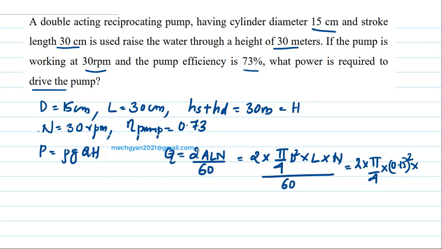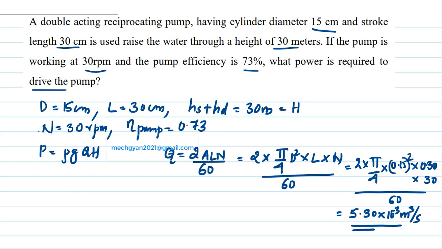length is 0.30 into N is 30 rpm, divided by 60. So we have to solve that and we will get an answer as 5.30 into 10 power minus 3 meter cube per second. Just check if you are getting this answer.